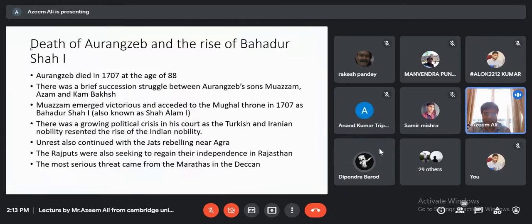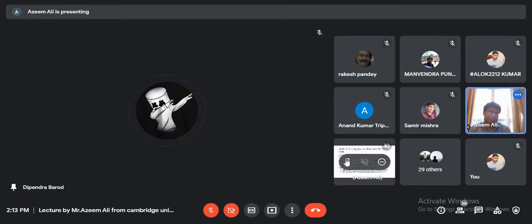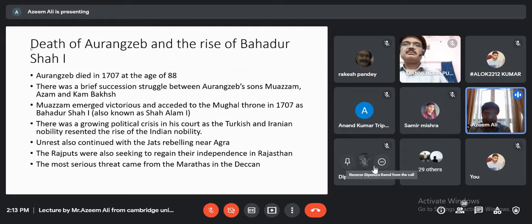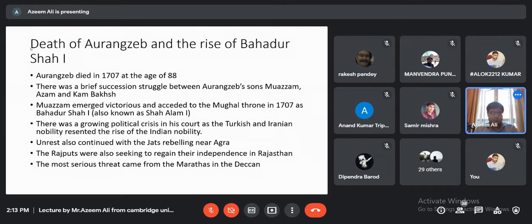The first one was the Mughals. So we left the Mughals at the death of Aurangzeb in 1707. He was 88 years old. And after he died, there was a brief succession struggle between Aurangzeb's sons, Muazzam, Azam, and Kambaksh. And Muazzam emerged victorious and acceded to the Mughal throne in 1707 as Bahadur Shah I, also known as Shah Alam I.